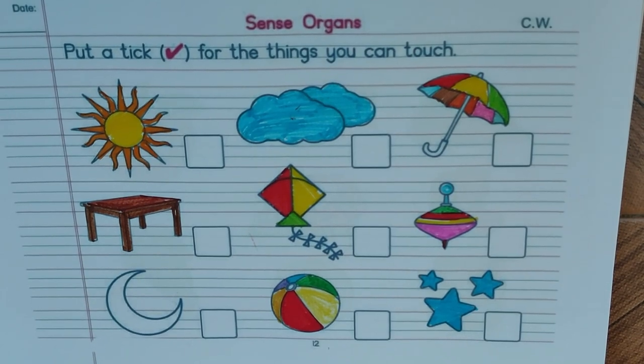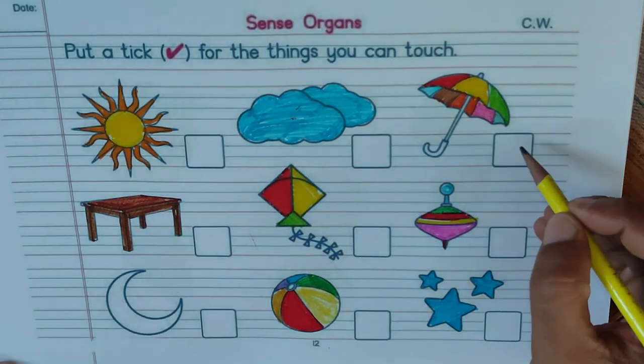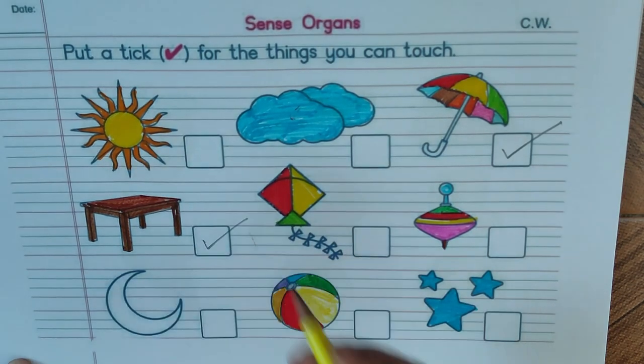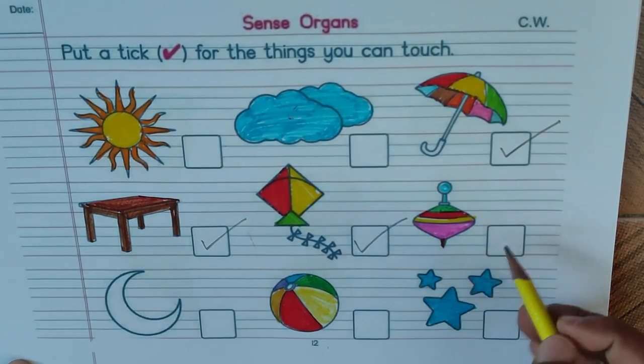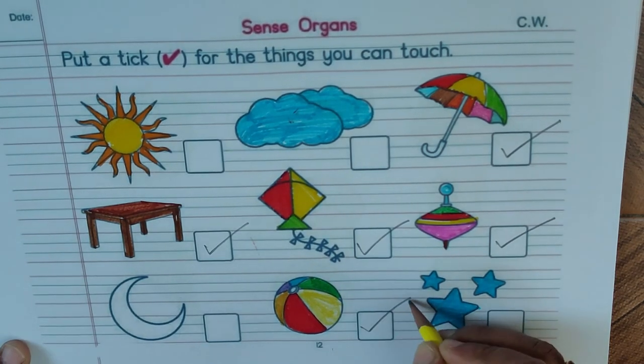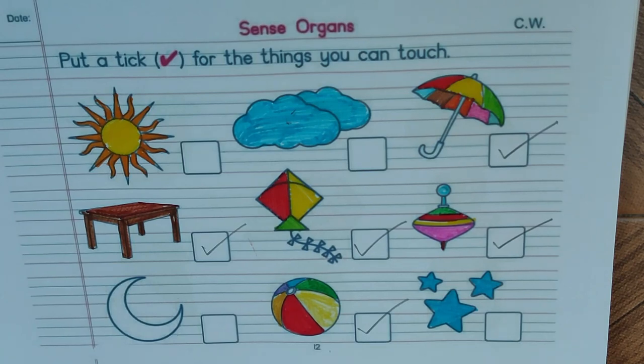So next thing, put a tick for the things that you can touch. So we have to put a tick against the things that we can touch. We cannot touch the sun, we cannot touch clouds, but we can touch an umbrella. Then we can touch a bench. Then we can touch a kite. A spinning top also is possible for us to touch. We cannot touch the moon, but a ball definitely. And we cannot touch stars.